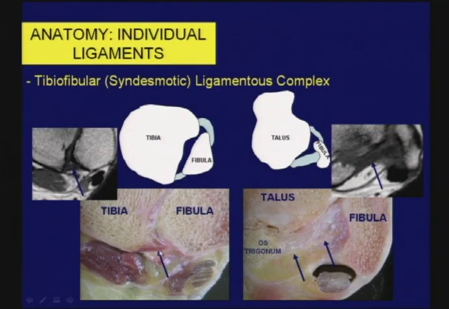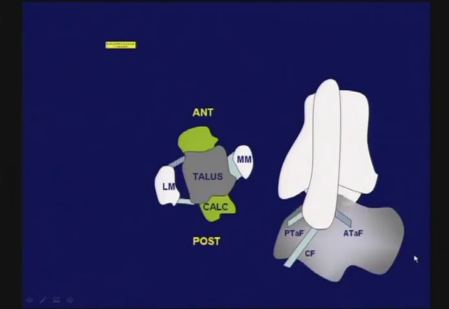So this is the proper level for the posterior tib-fib. You can see it here. Fibula has a straight margin. This is the proper level for the posterior talofibular, which is shown here.